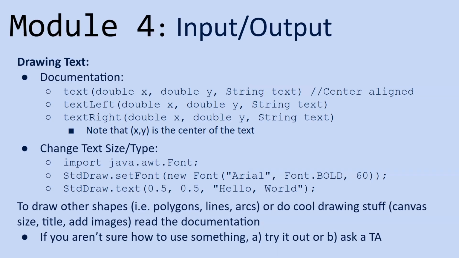And then to draw other shapes like polygons, lines, arcs, or do cool drawing stuff like changing the canvas size if you want to, adding a title. You can also add images, so those will be printed on the canvas. Just read the documentation. I'm sure you could look up an example as well, but documentation tells you generally how it works, and I'd say try it on your own just by looking at the documentation before seeing an example. But if you aren't sure what a certain part of the documentation means, I'd say A, just try to figure it out on your own, or B, just ask a TA. They're happy to help and show you an example.